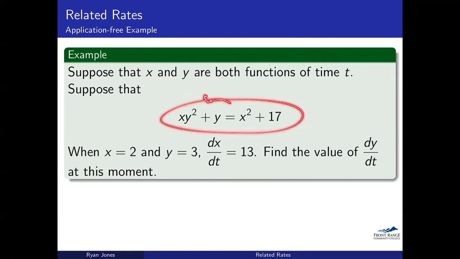So the first thing that we're going to do, and we'll do this in a second, is we're just going to take an implicit derivative of it. We're going to do our steps of implicit differentiation here.